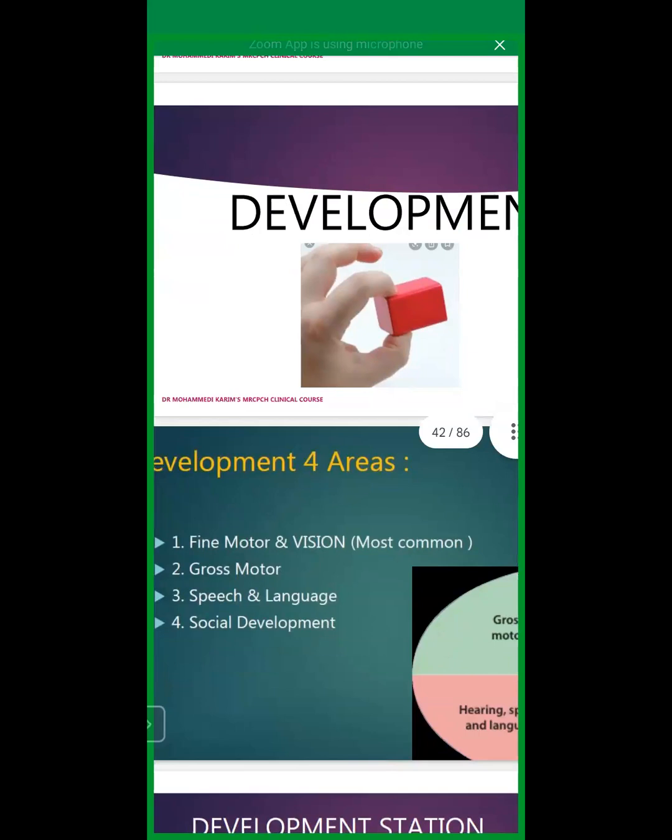Development is basically 4 areas. They can give you double task or single task. So either you have gross motor, or you have fine motor, or you have speech. These are the single tasks. Or they give you fine and gross motor together as motor skills, or they give you speech and social together. Social never comes on its own, okay? The rest, all three can.